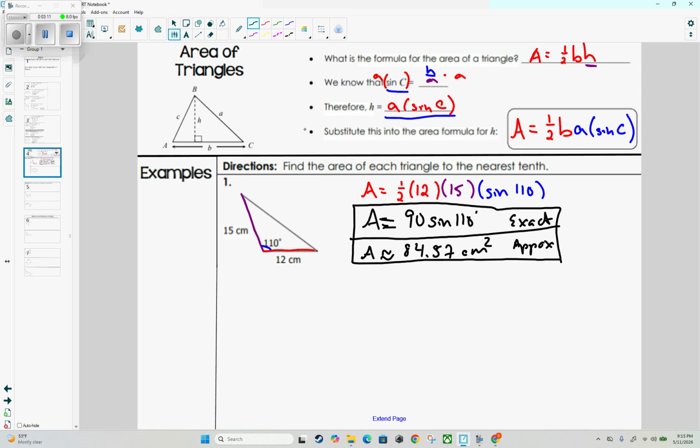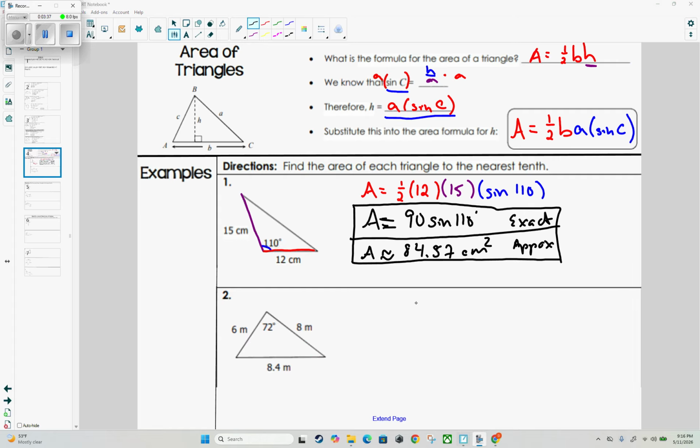All right, so we have 2 to practice. I would like you to pause the video, do 2 and 3. We'll come back, I'll give you those answers, and then we're going to move on to a little bit of extra work, and then we're going to be using law of sines and law of cosines in order to find the area. So again, pause the video and then come back after you have it done, and then I will tell you what those answers are.